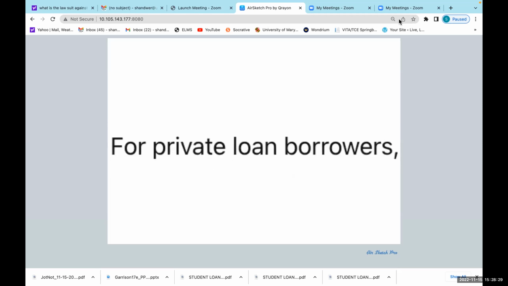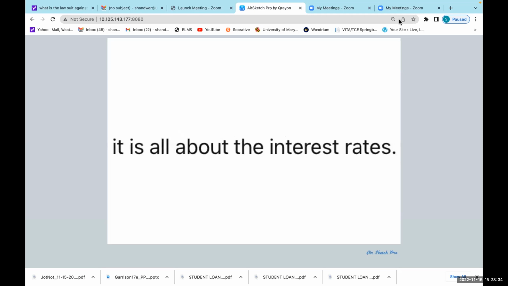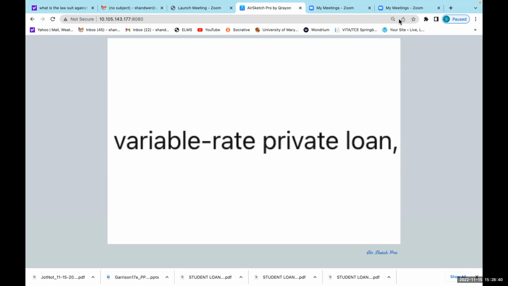All right. For private loan borrowers, there's not much you can do because there's no forgiveness. And so it's going to be all about the interest rates. You want to try to get the lowest interest rate possible if you're in the private loan. If you have a variable rate private loan, that means the rates can go up or down based on the current market rates, which are tied to inflation.